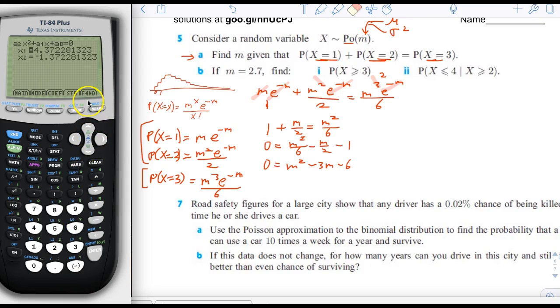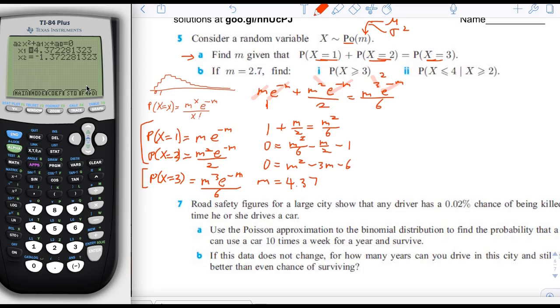Press solve, and we get these two possible values of m, but m, which is the mean value of the random variable x, obviously can't be negative, because otherwise there are no values of x which are negative. It's 0 to whatever. So it should be 4.37 is the solution. So m equals 4.37. So that's the answer to A.